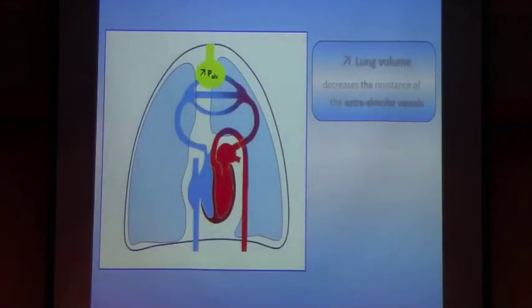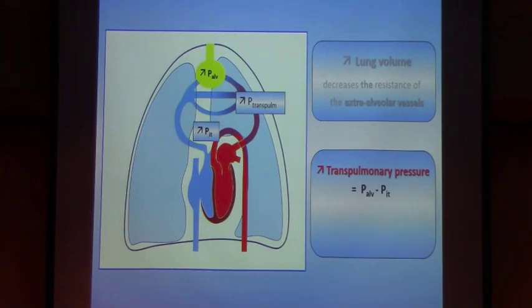Okay, and now at the same time, when you increase lung volume, you increase the alveolar pressure also in mechanically ventilated patients. And this should increase the intrathoracic pressure, the pressure inside the thorax. But the pressure inside the thorax increases less than the alveolar pressure. There is some decrease in transmission. So the transpulmonary pressure, which is the difference between alveolar pressure and intrathoracic pressure, increases during increasing lung volume. And this could increase the resistance of the intra-alveolar vessels.